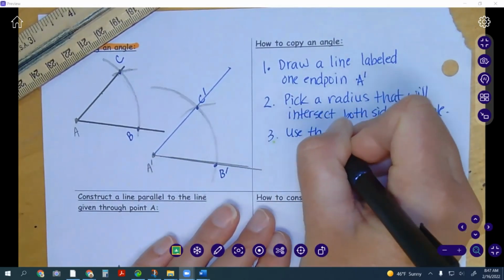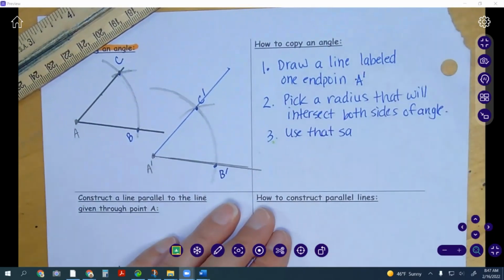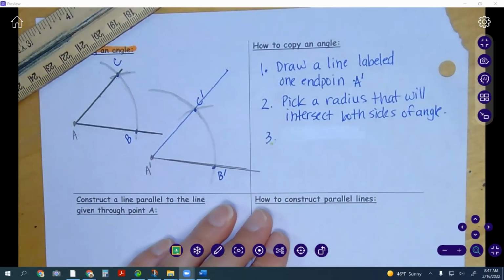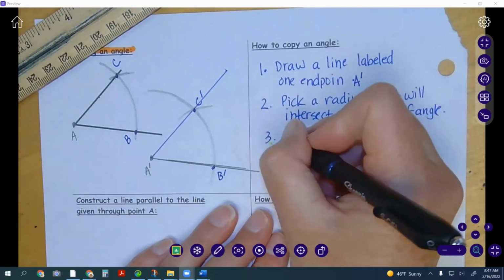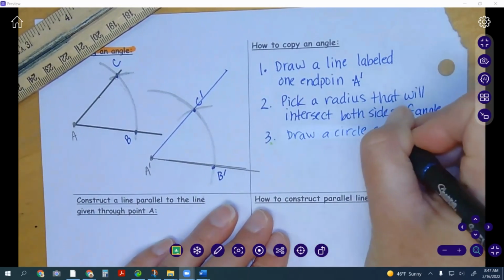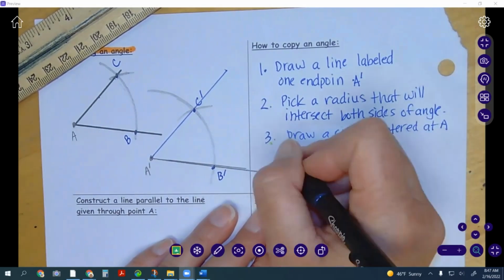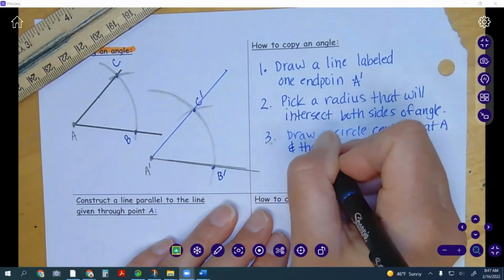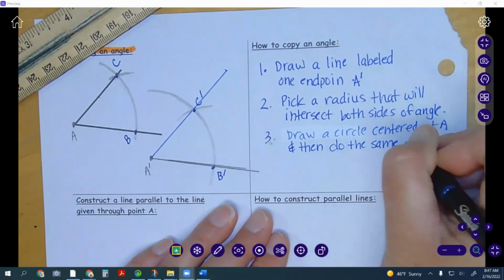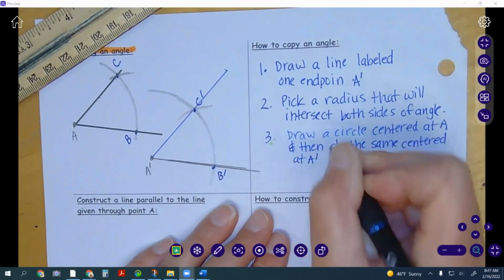Use that same radius. Okay, well, I should say this first. Let me just draw a circle centered at A, and then do the same centered at A prime. Okay, where A prime's right here.